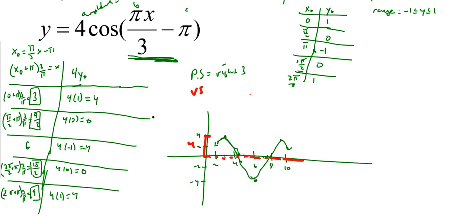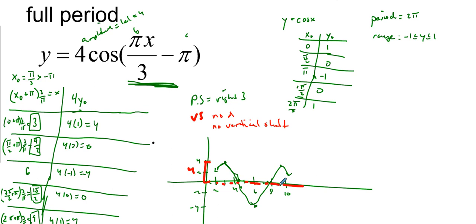Probably can't even read my writing. So no d value, no vertical shift. All right, and that's what we have. We see our amplitude right there is 4, just like we predicted. Line of oscillation there. Our range, which is normally -1 to 1, is now changed to be from -4, because it went all the way down to -4, to 4, for this particular function. And so we have a change of range. Domain is still all reals, and so on and so forth.